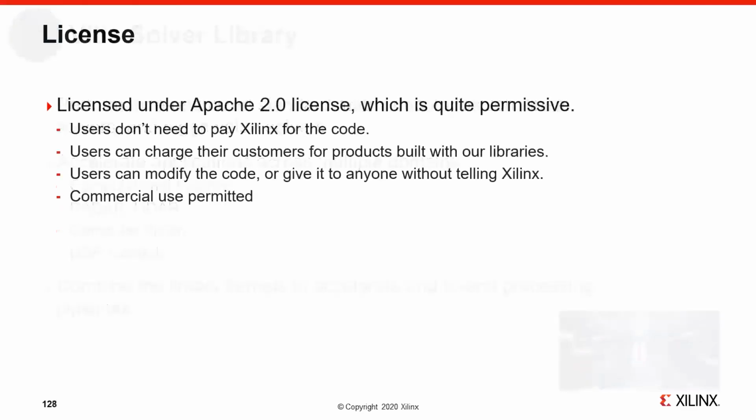Lastly, and just to highlight, the Vitis accelerated libraries are licensed under Apache 2.0. This is a quite permissive license. You don't need to pay Xilinx anything for the source code. You can modify the source and redistribute without telling Xilinx, and you're allowed to use these libraries commercially. You can charge your end users for any products derived from the Vitis libraries if you want to.